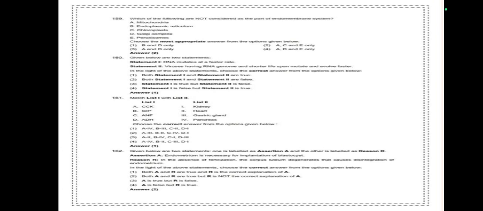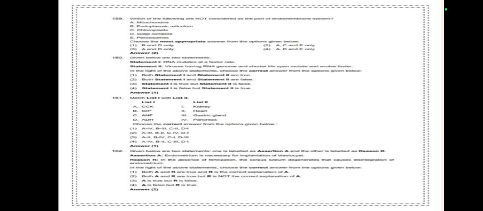Question number 161. Match list 1 and list 2. Choose the correct answer from the options given below. Answer is 1. CCK, pancreas. GIP, gastric gland. ANF, heart. ADH, kidney.